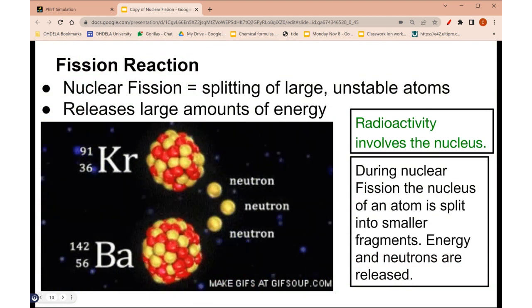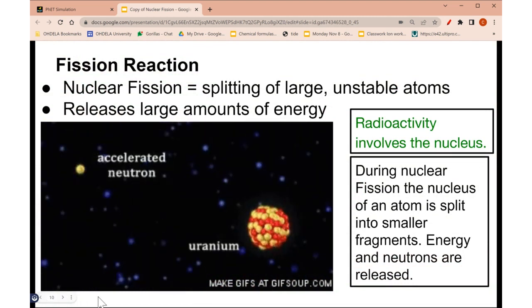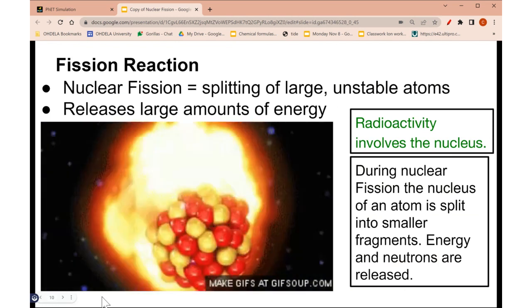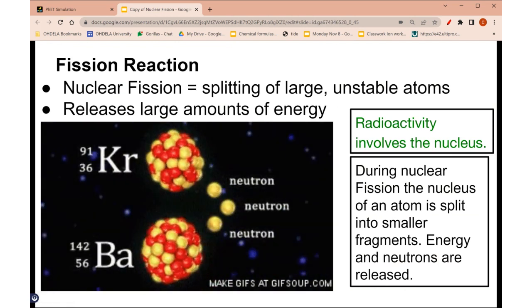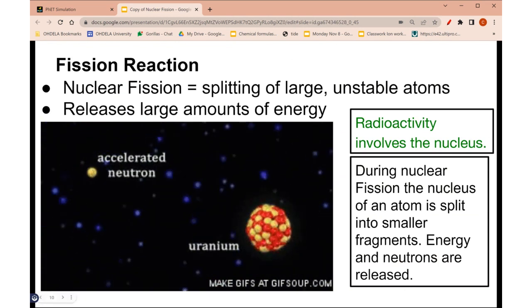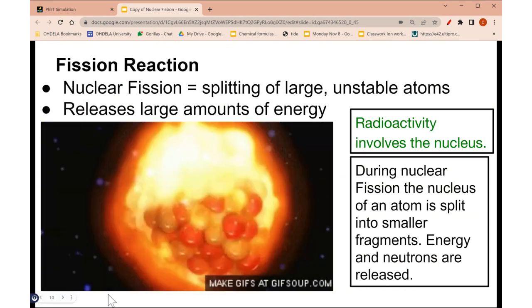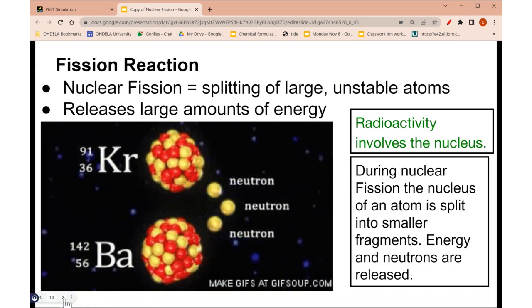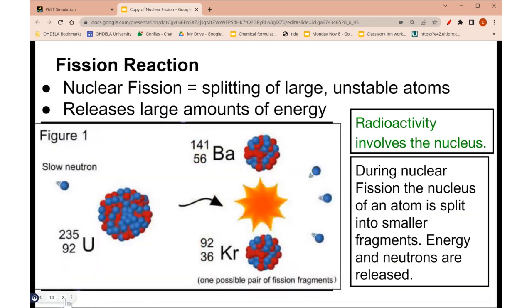So we have the splitting of a large atom, uranium, which can be split into krypton and barium and 3 neutrons. Notice that we're talking about a slow neutron, 0 charge.